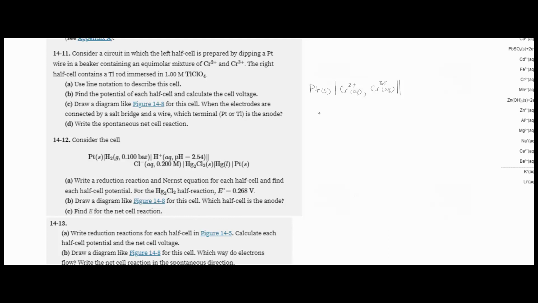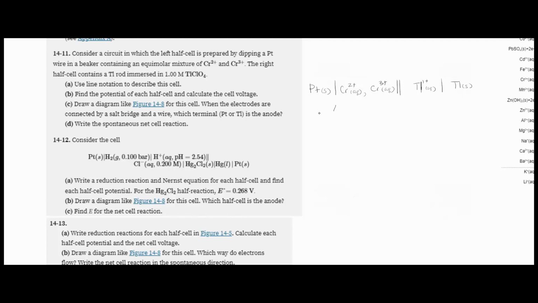Now, the right half cell is going to contain a thallium rod, so that will be my other electrode, and immersed in a 1 molar Tl1+, and that is aqueous. Put a line between here. Remember, this single line shows a phase change, and the double line shows the salt bridge. We're told that the chromium is on the left half of the cell, and the thallium is on the right half of the cell.